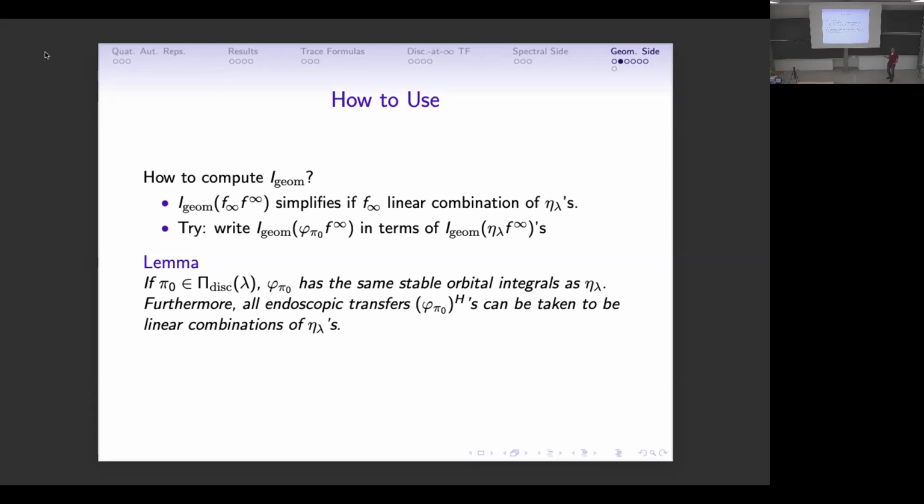Furthermore, all endoscopic transfers of pseudo coefficients can be taken to be linear combinations of Euler-Poincare functions. So basically, when you do this kind of stabilization, all the terms on the other side end up being things where you can have Euler-Poincare functions at infinity. You can play around with this a bit, move things between sides of the equations. Basically, stabilization lets you write the geometric side with the pseudo coefficient as a linear combination of geometric sides with Euler-Poincare functions on these smaller endoscopic groups. And that's the key point here.